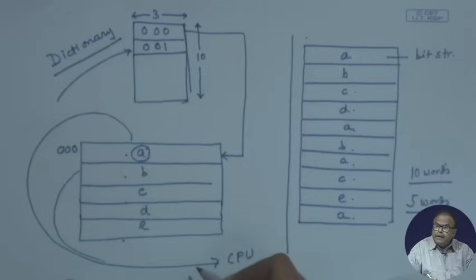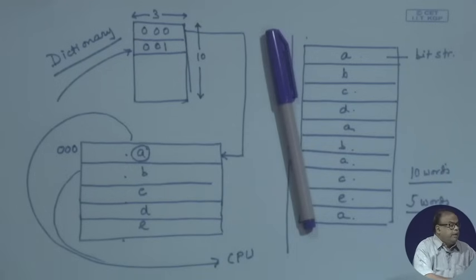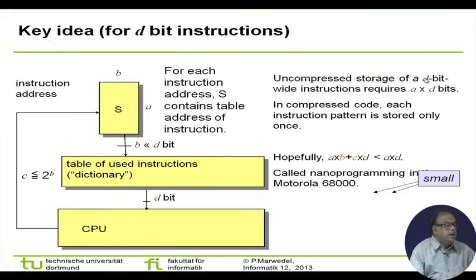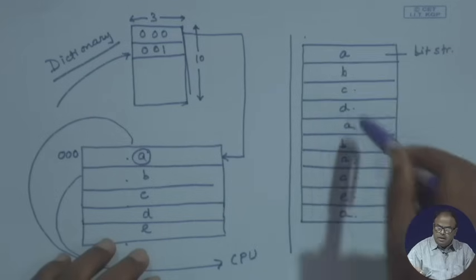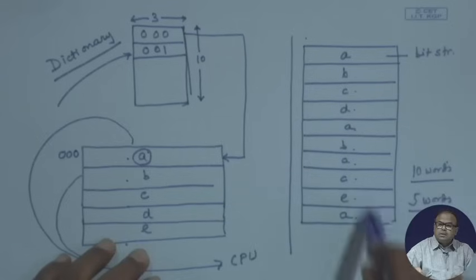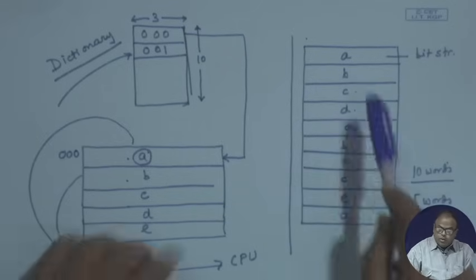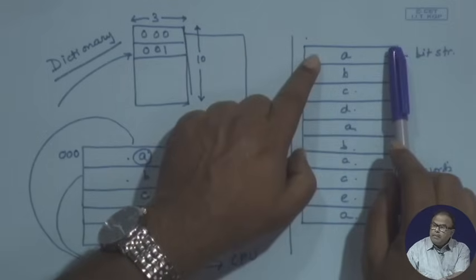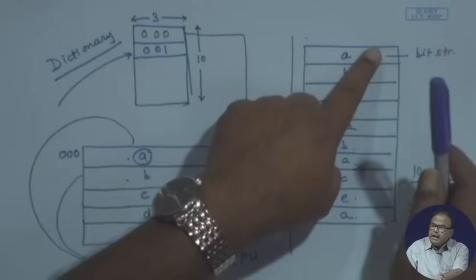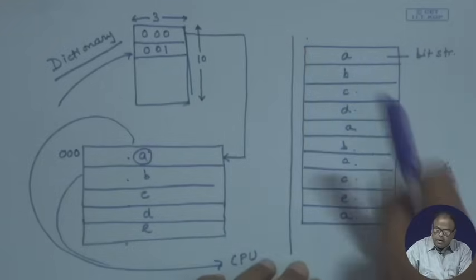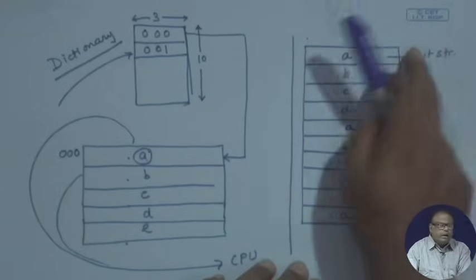Therefore, what is happening is, if you look at this, uncompressed storage of d bit wide instructions would have required a number of instructions, like here this is the total number of instructions. So, if I had stored all of them together, the number of bits I require is a into d, a number into d width.